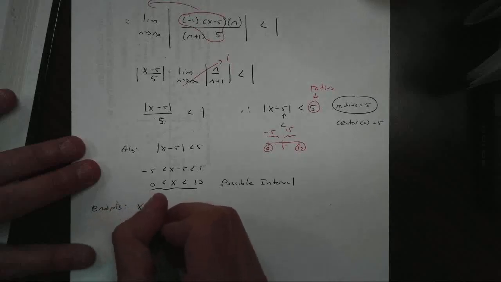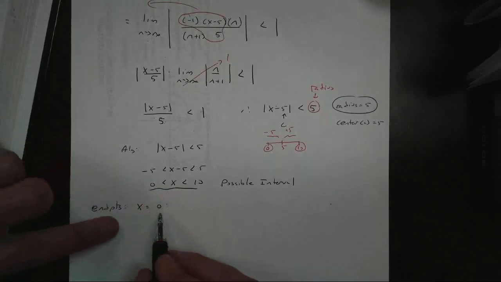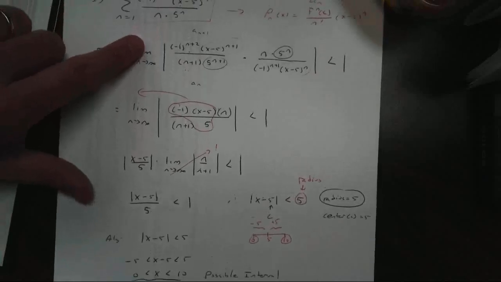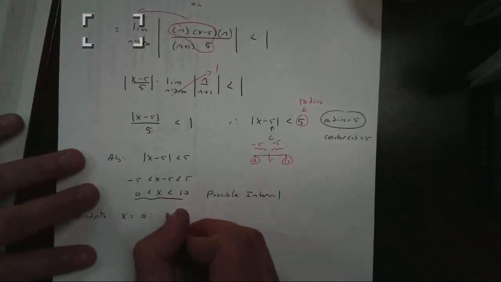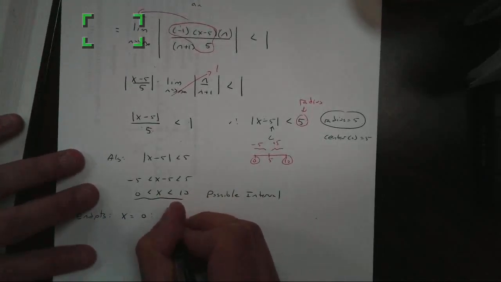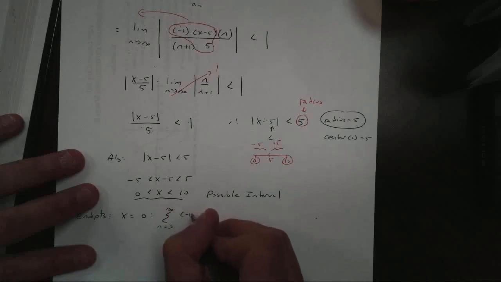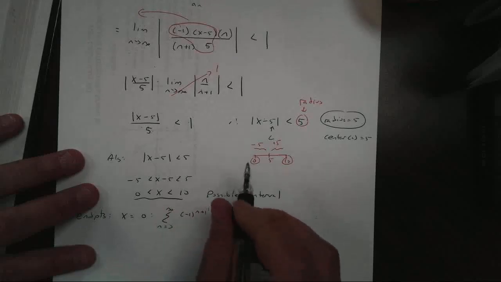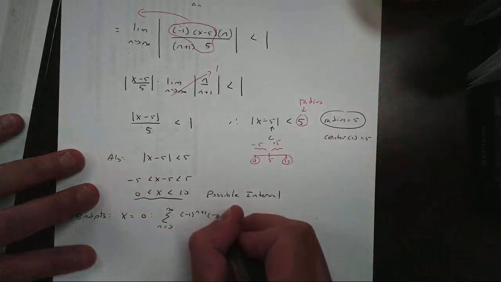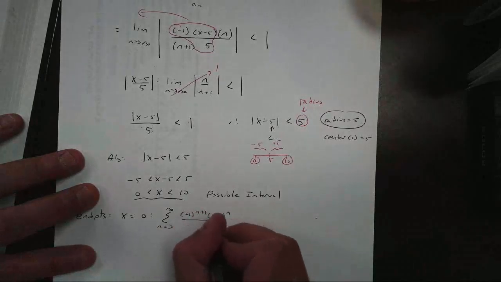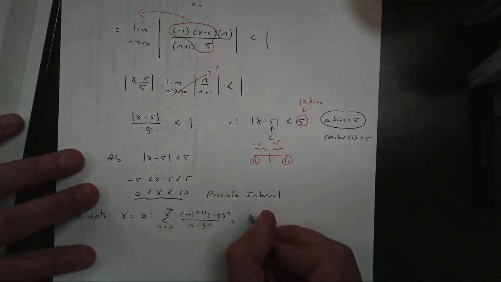So the first endpoint we have is 0. And I'm just going to plug it into the original series up here. Okay? N equals 0 to infinity, negative 1 to the n plus 1, and 0 minus 5 is negative 5 to the n over n times 5 to the n. Now a little bit of algebra from 0 to infinity.